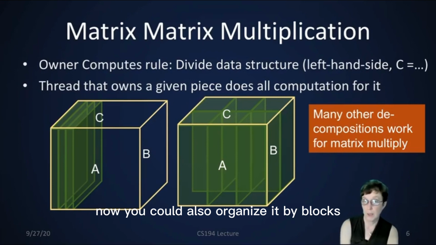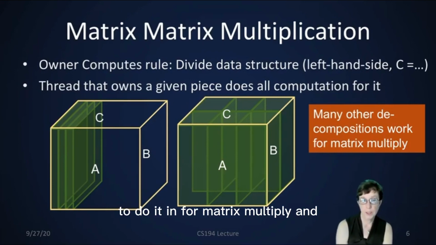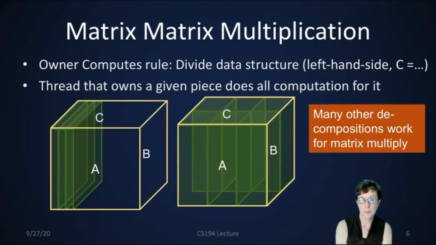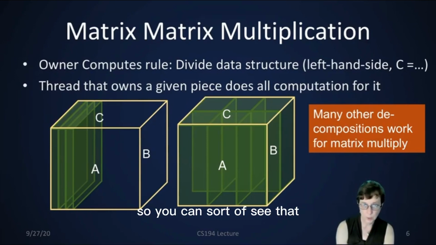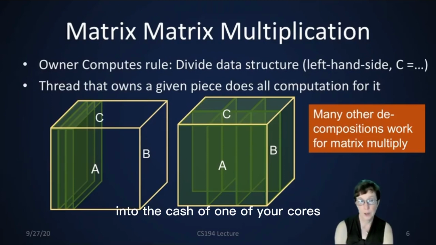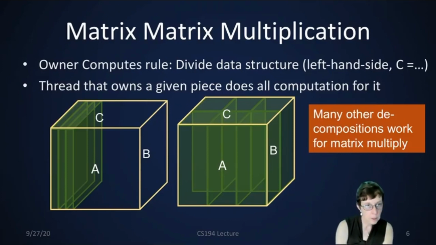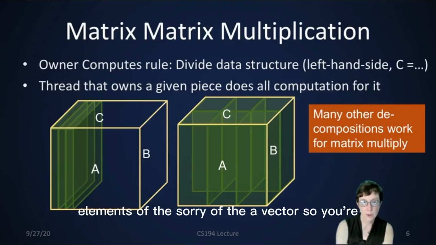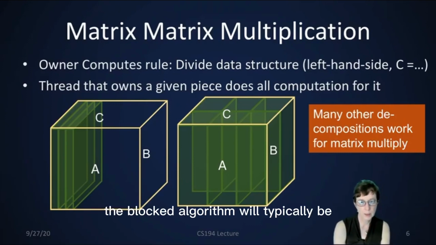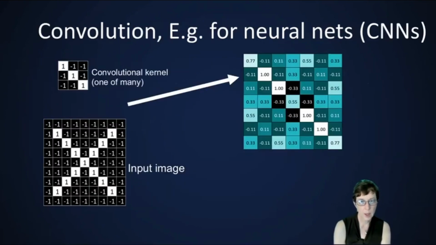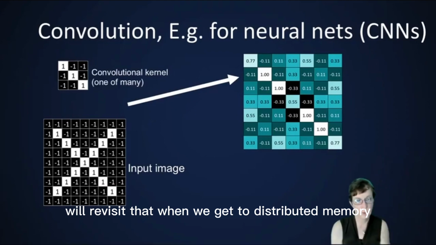Now, you could also organize it by blocks, and that's actually probably a better way to do it for matrix multiply. That would be for the same sorts of reasons that you saw in cache optimizing it for serial code, which is that you're going to get much more reuse. You can sort of see that by the surface to volume ratio here. These have more surface, which means you're reading that B matrix, and unless you can fit that entire B matrix into the cache of one of your cores, you're going to be running through the B matrix multiple times as you run through the elements of the A vector. So the blocked algorithm will typically give you better performance. We'll revisit that when we get to distributed memory parallelism as well.